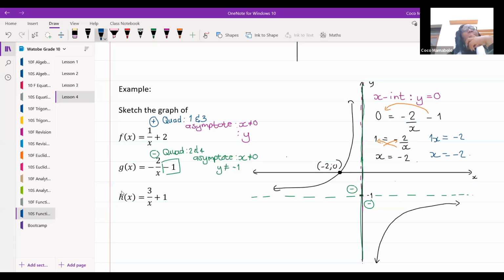All right, let me give you 2 minutes to go and do h of x for me. Remember the quadrants, the asymptotes, and the x-intercept. You need to do all of that. And when you're done, pop your favorite emoji in the chat.